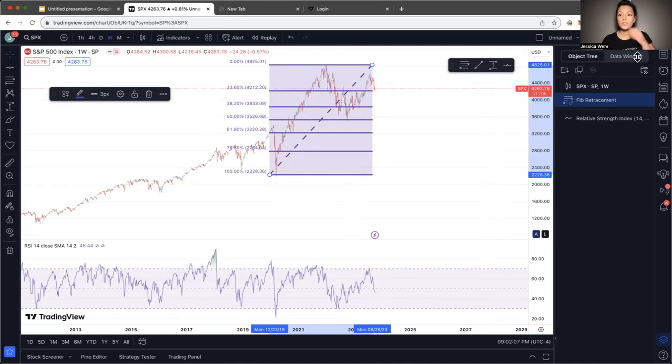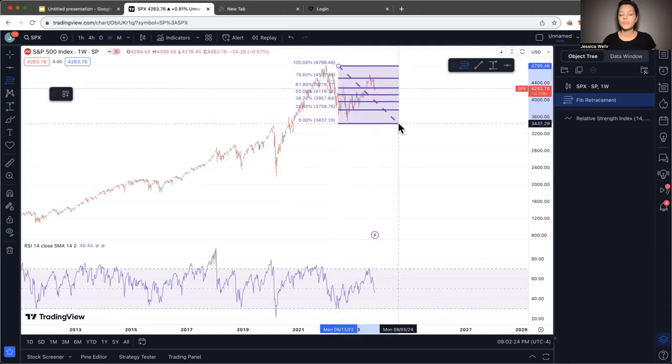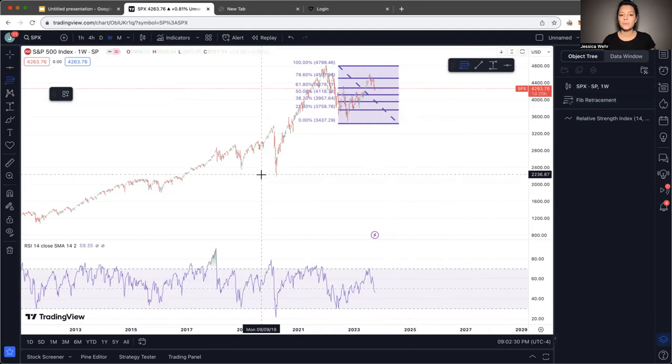Now, let's say you have a shorter term strategy and you would prefer to use this downtrend here. So we're going to remove that and we're going to use this downtrend. That's giving us closer, tighter areas. We're going to look at the difference in prices here.